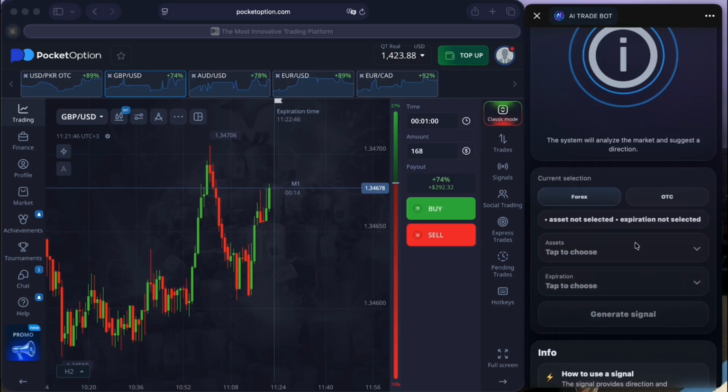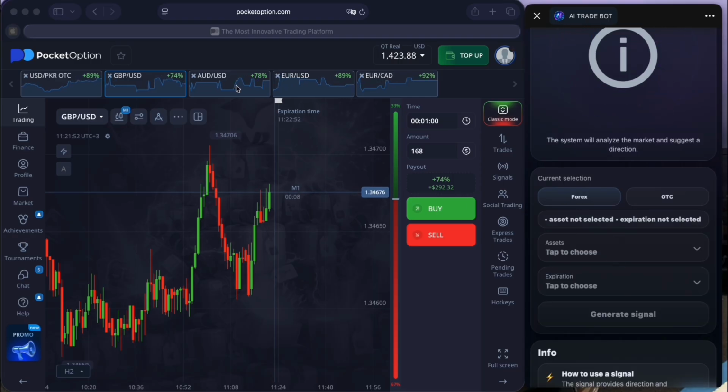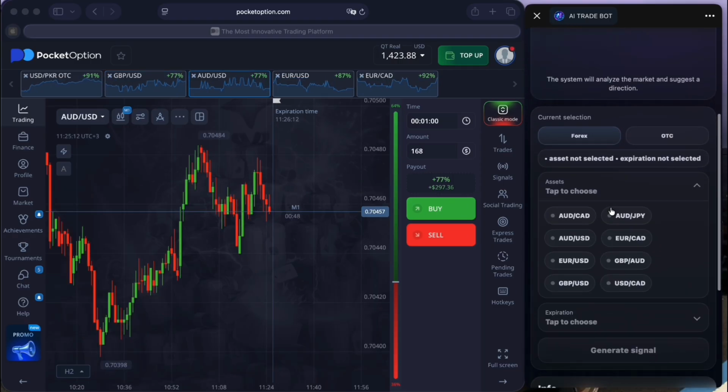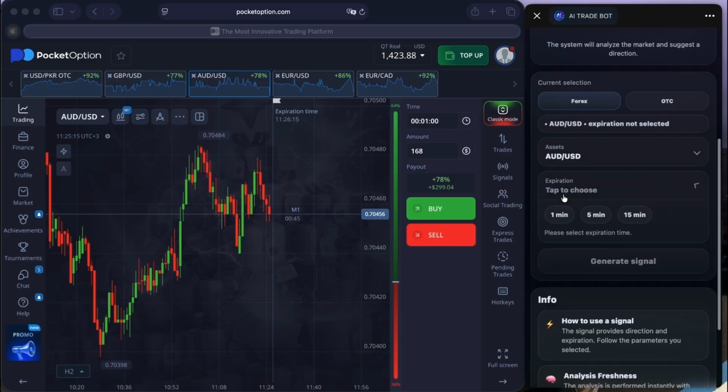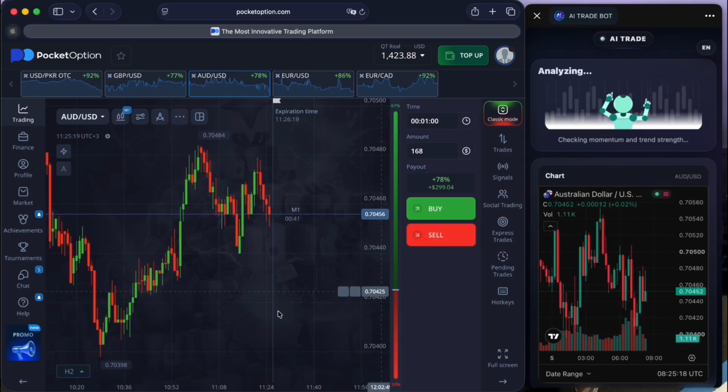Let's also see which currency pairs we have available. Australian dollar, let's switch to it. The payout on this asset is 77%. I add this currency pair to my instrument. The expiration time is 1 minute and click on Signal Generation.